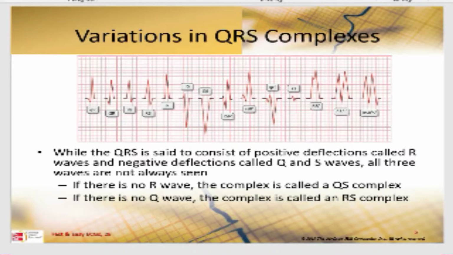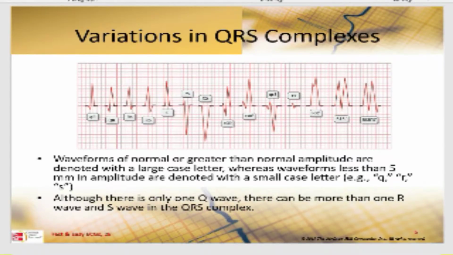The QRS is positive deflections, those are R waves, and negative deflections, that are the Q and the S waves. So that's where they go up and down. You're not always going to see all three of those waves. If you do not have an R wave, you refer to it as a QS complex. If you do not have a Q wave, it's going to be an RS complex. So some variations you're going to see in these.